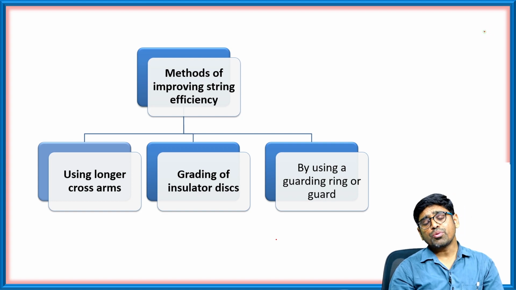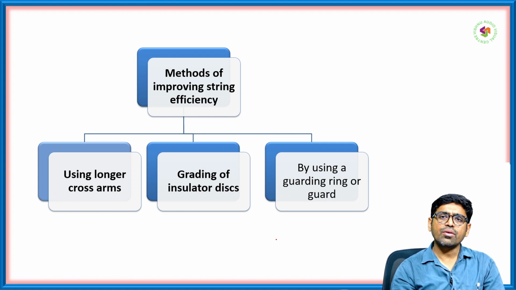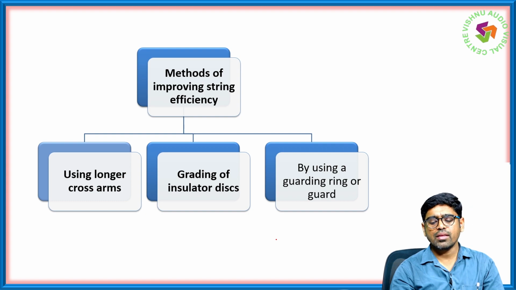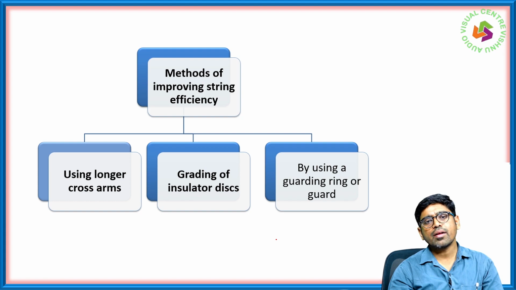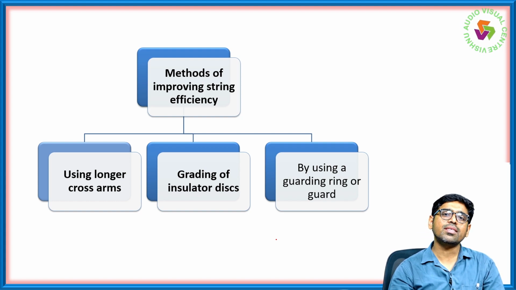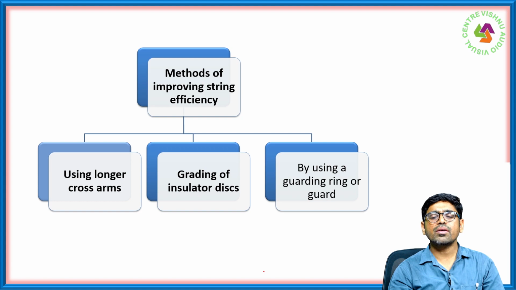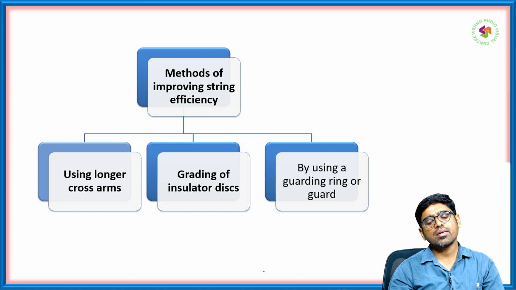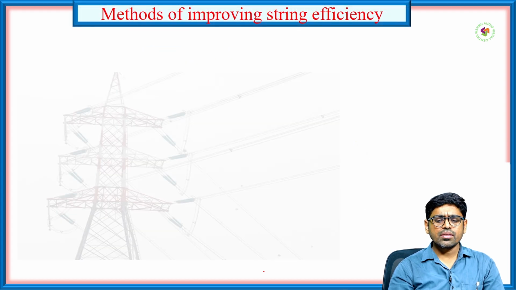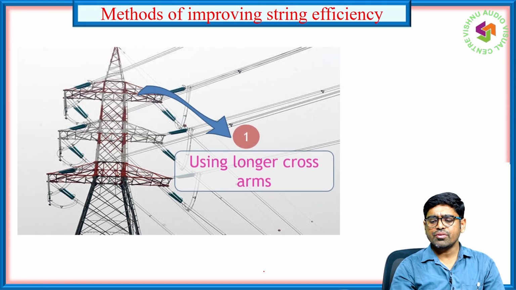So what are the methods to improve the string efficiency? We have three methods: using longer cross arms, grading of the insulator discs, and using a guard ring. So in order to achieve 100% string efficiency, or at least near to it, we have these three methods in case of AC transmission lines. One is using longer cross arms, or grading of the discs, or using a guard ring, by which we can improve the string efficiency.